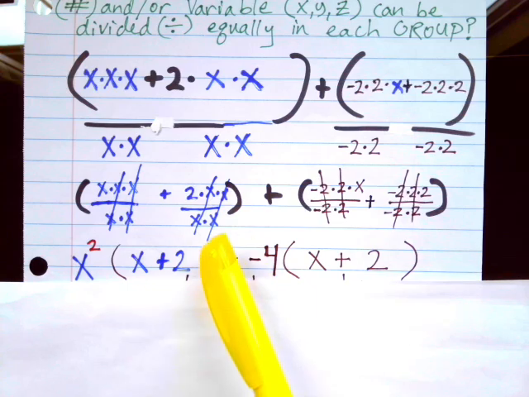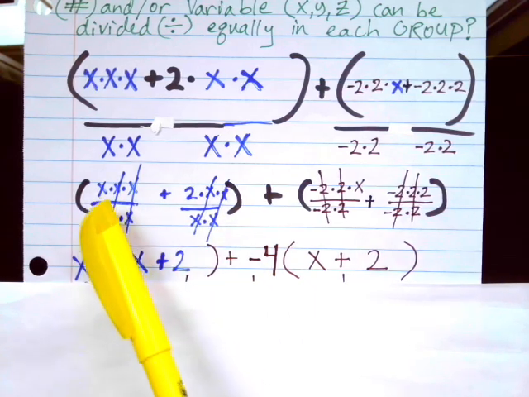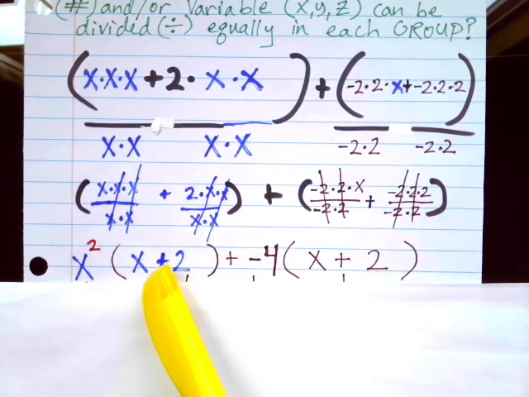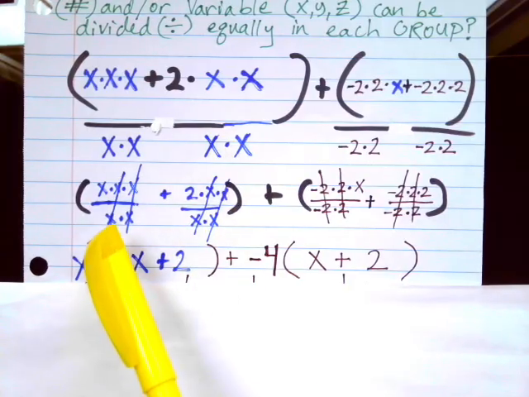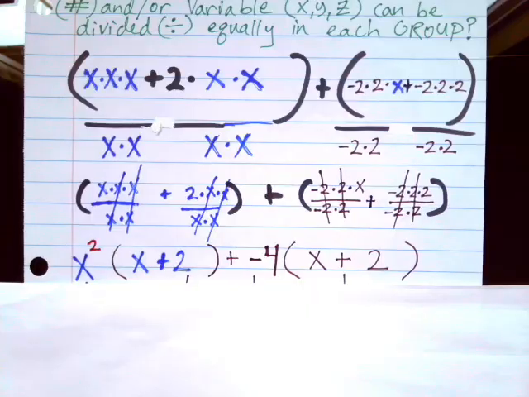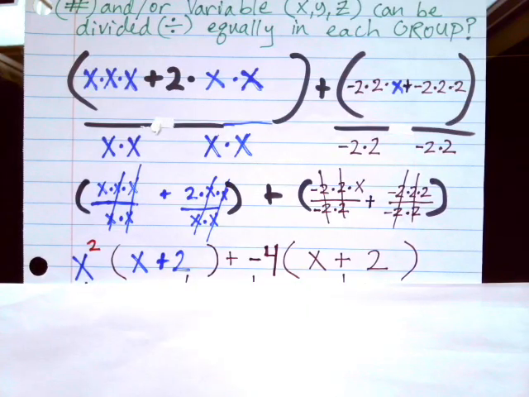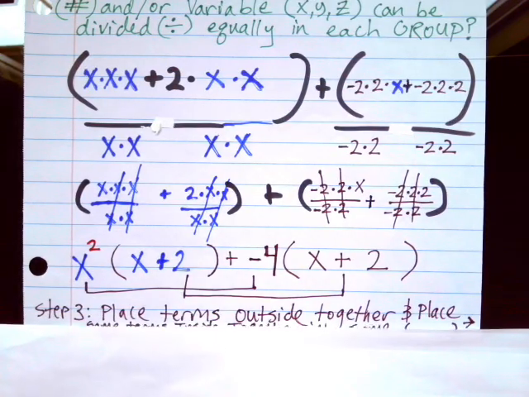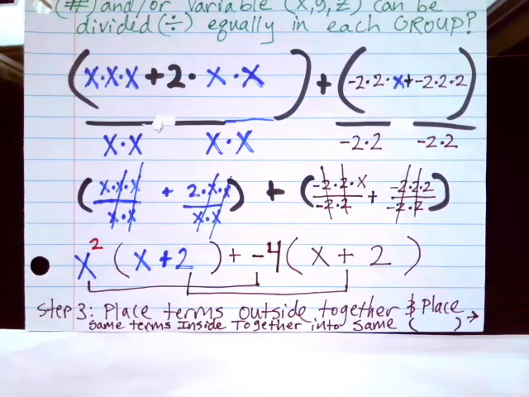Plus. What am I left with? 1x plus a +2. What did I divide to both sides? That was an x squared. So I'm going to keep that on the outside of the parentheses. You want to place those terms that you divided again on the outside, and the remainder is going to stay on the inside.